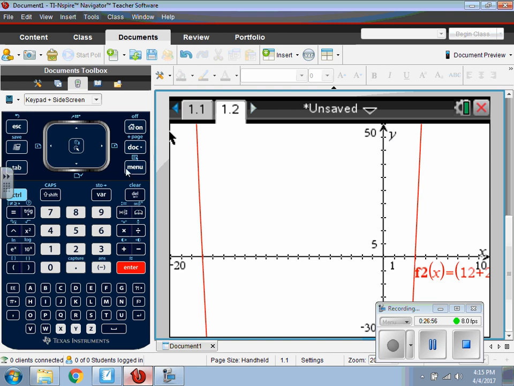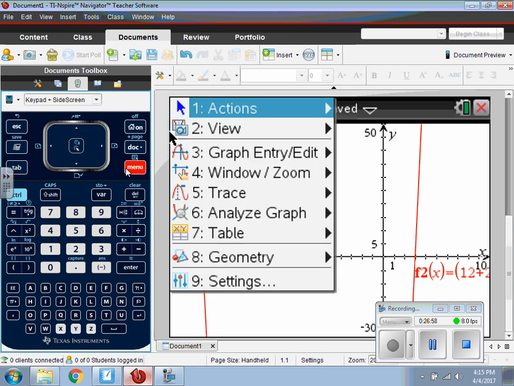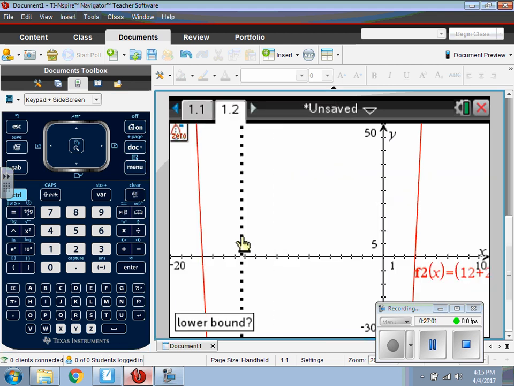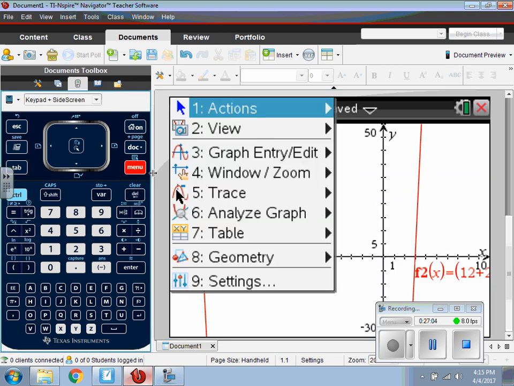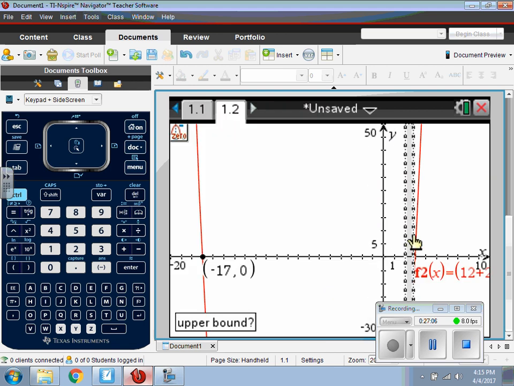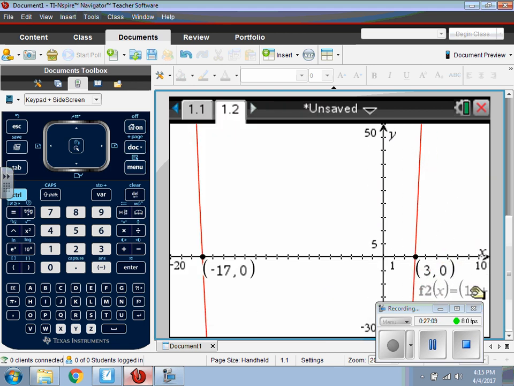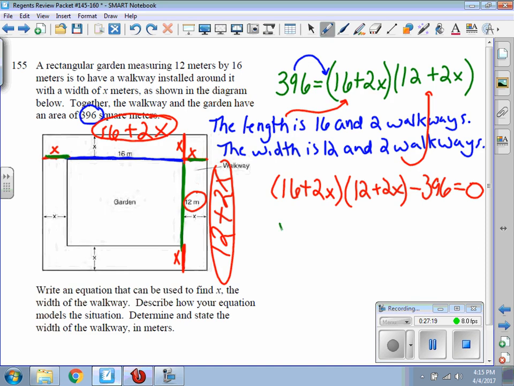We can get our zeros, menu, analyze graph, 0. We've got 1 over there. Menu, analyze graph, 0. We've got 1 over here, and I can move my label out of the way. So we see that the two zeros, the two answers to the equation would be negative 17 and 3. So I'm going to pop back over into my equation. I'll say x equals negative 17, x equals 3. If you're worried about did I have to explain anything, you can say zeros from calc.